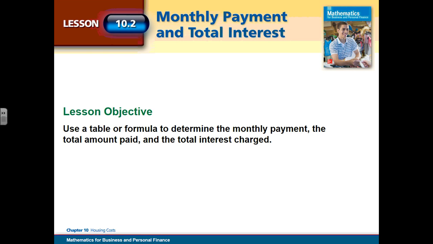This is to my struggling students and my completely wicked smart students, because without this information, this whole section is super confusing. So our objective is to use a table or formula, and we're actually going to use a table and formula to determine the monthly payment, the total amount paid, and the total interest charged. So we're going to find 3 things in this one section. Each problem is going to have 3 separate components to it.